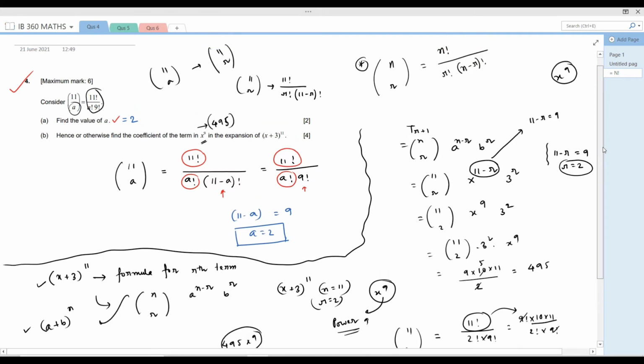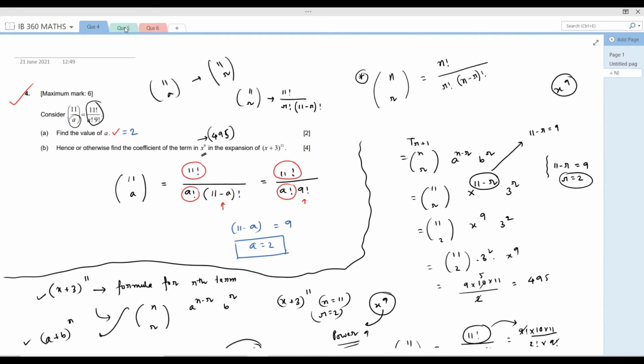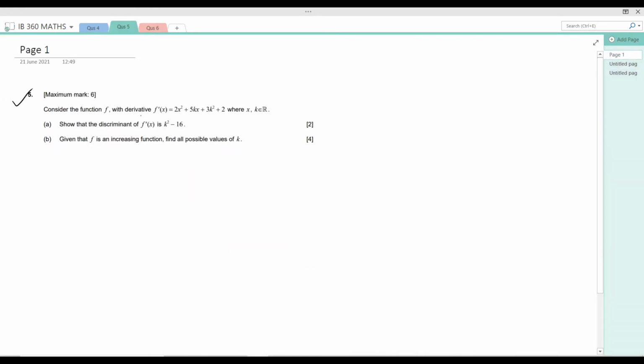Now we will move towards the fifth question, that is, consider the function f with derivative f dash x equals 2x square plus 5kx plus 3k square plus 2, where x and k belong to R. Show that the discriminant of f dash x is k square minus 16. So first we will write f dash x equals 2x square plus 5kx plus (3k square plus 2). We will write it in a proper way.